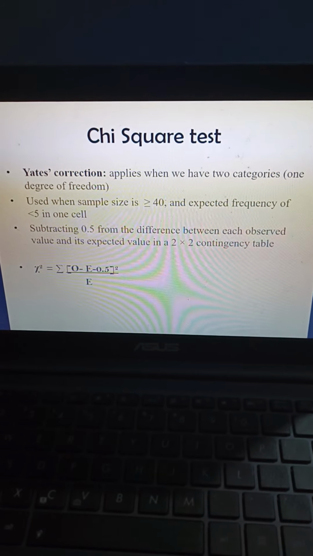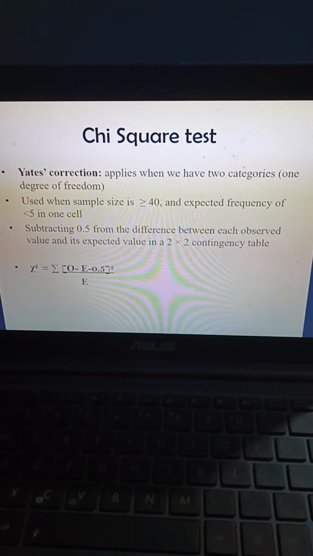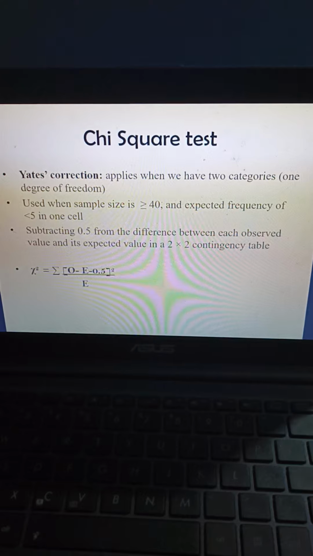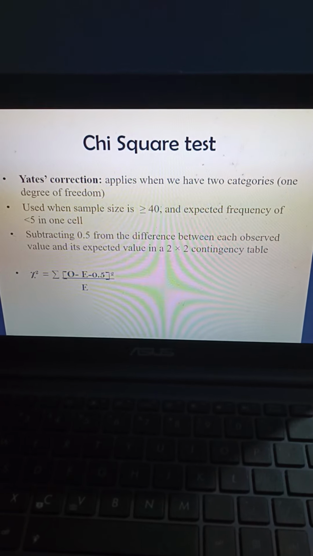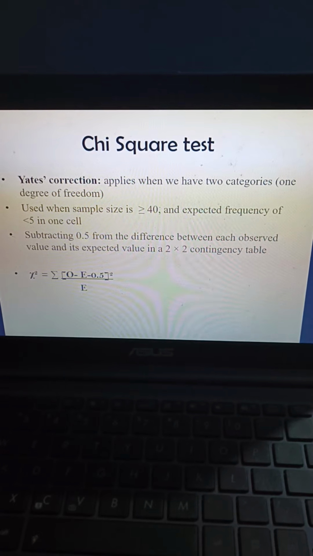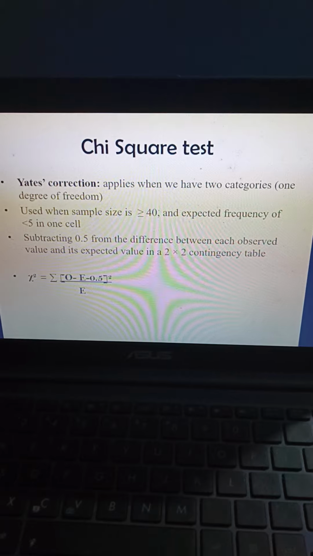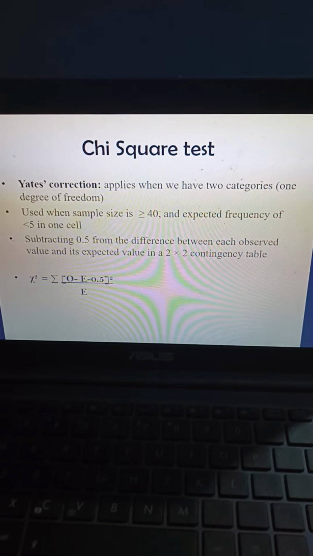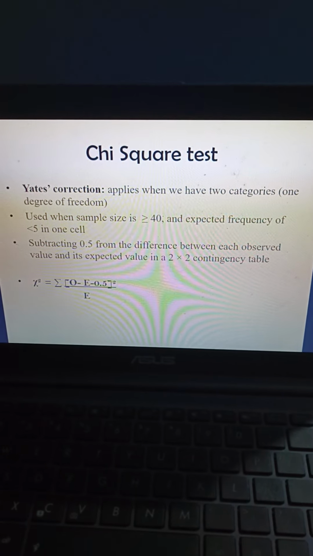Again, for the chi-square test, Yates correction applies when we have two categories, 1 degree of freedom, and is used when the sample size is 40 or more and the expected frequency is less than 5 in one cell. It involves subtracting 0.5 from the difference between each observed value and its expected value in a 2 by 2 contingency table. Chi-square equals summation of (|O minus E| minus 0.5) squared divided by E.